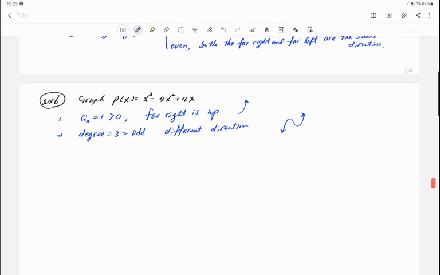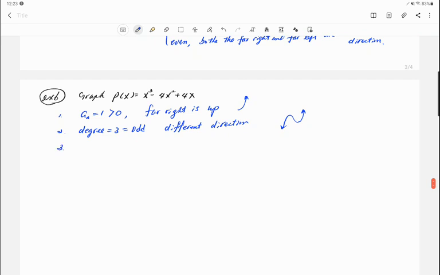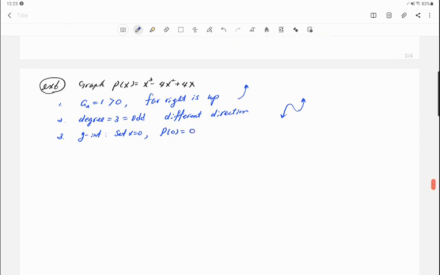Now let's find the y-intercept. The y-intercept is really simple: set x equals 0. Then p of 0 is equal to what? 0. So the y-intercept is 0, and since the y-intercept is 0, then 0 is also an x-intercept.